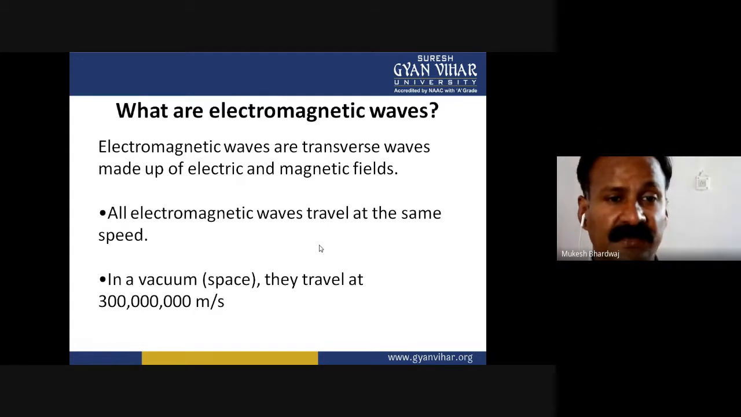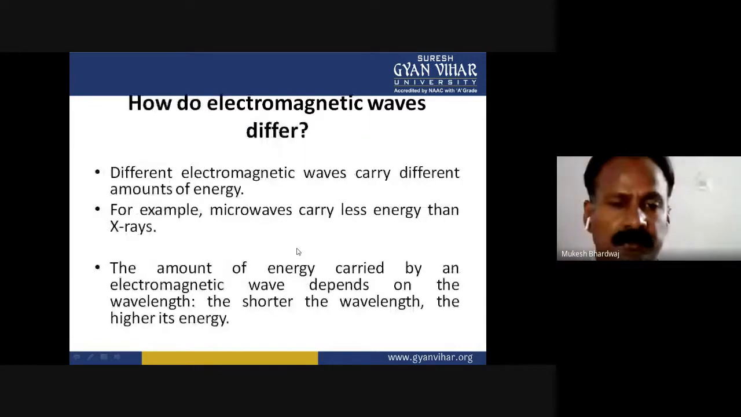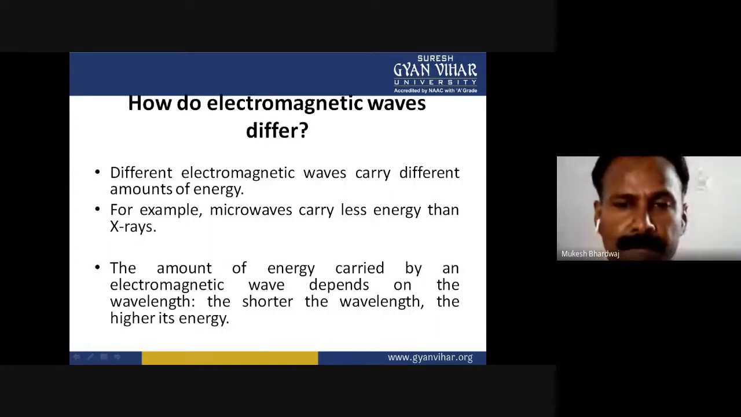Electromagnetic waves are transverse waves made up of electric and magnetic fields. All electromagnetic waves travel at the same speed. In vacuum, they travel at 3 times 10 to the power 8 meters per second. Different electromagnetic waves carry different amounts of energy. For example, microwaves carry less energy than X-rays. The amount of energy carried by an electromagnetic wave depends on the wavelength. The shorter the wavelength, the higher its energy.